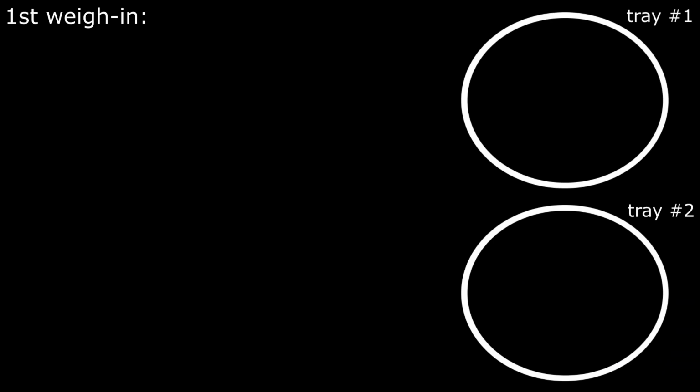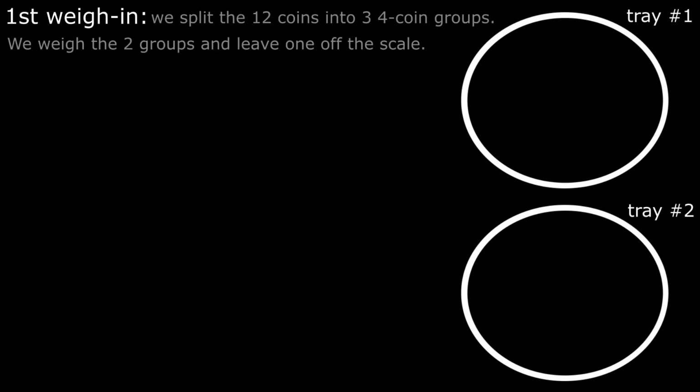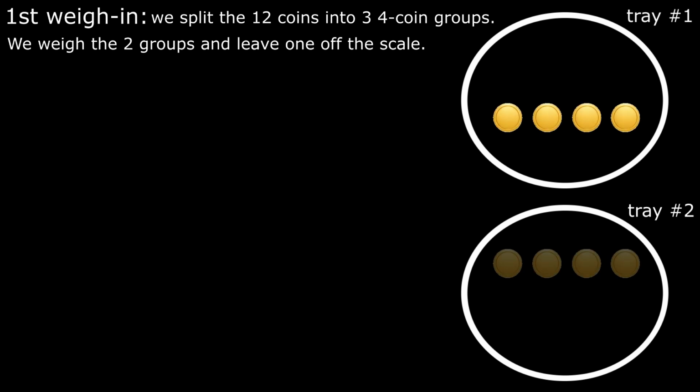Okay, now we're done with the introduction. Let's get into the actual solution. So for starters, we separate the 12 coins into 3 groups of 4 coins. We weigh 2 groups against each other, and the third 4 coin group is off the scale.